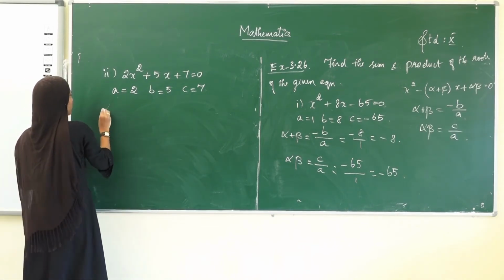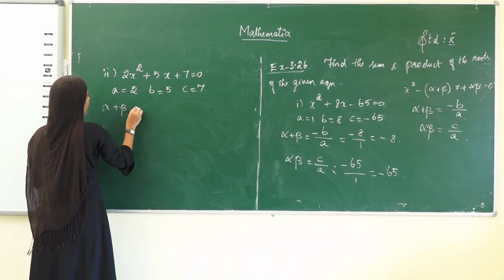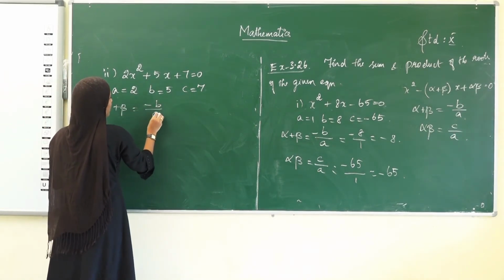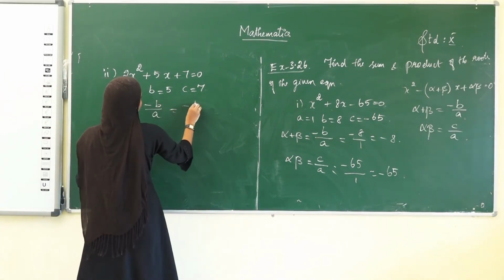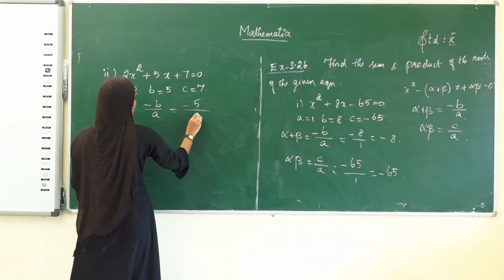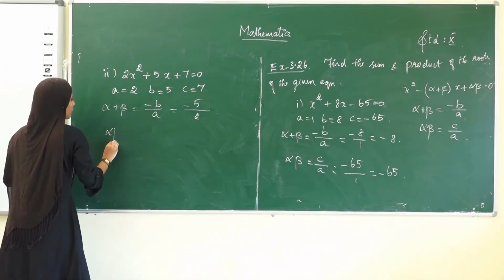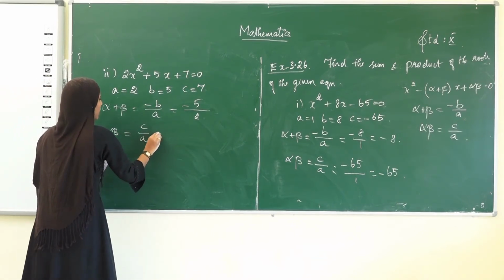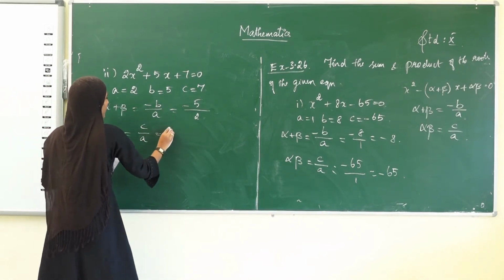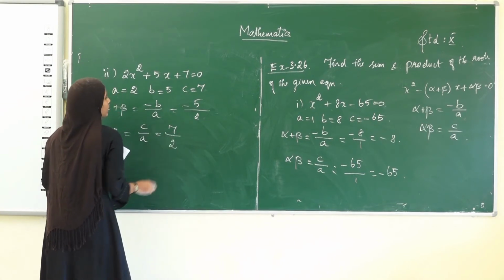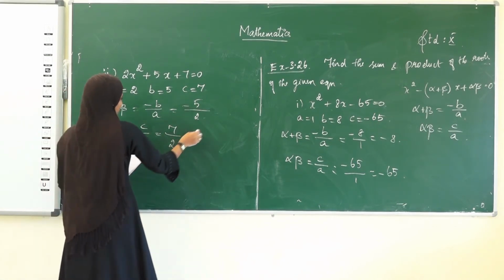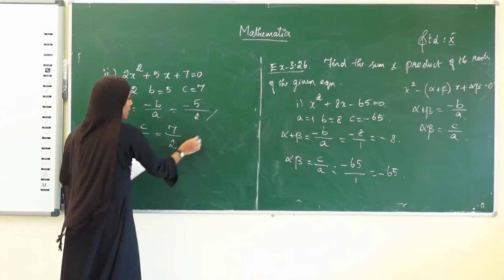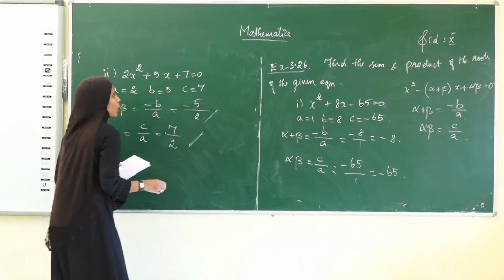What is the sum of the roots? Sum of the roots is alpha plus beta, which is equal to minus b divided by a. Minus 5 divided by a's value, which is 2. Okay, and then product of the roots is alpha into beta, which is c divided by a. What is the value of c? 7. Okay. A is 2. These two are the answers. Minus 5 by 2 is the sum of the roots, and 7 by 2 is the product of the roots.